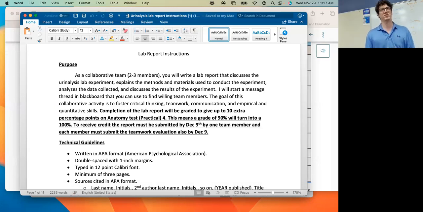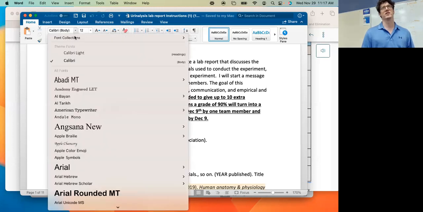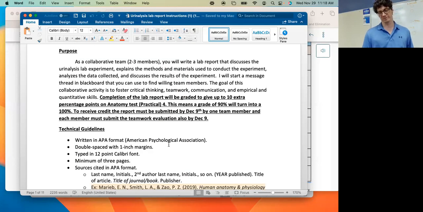We have the same technical guidelines. So we have the same kind of font stuff, which is just 12-point Calibri or something that looks like Calibri. When I put Calibri on here, it's because this is a Mac thing. And then I realized that Windows machines don't necessarily have it. But basically pick a font that's easy to read, not like, I don't know, one of the weird ones. I know there's a bunch of weird ones. But Calibri or Arial is fine.